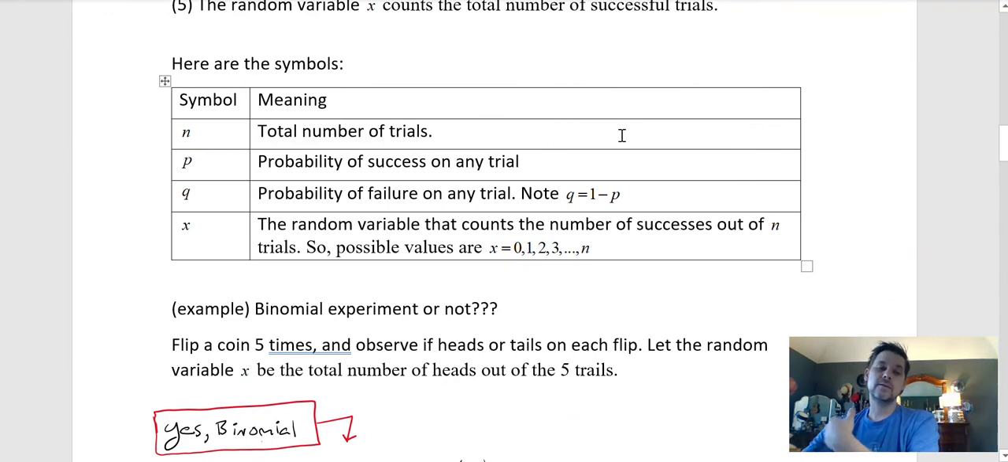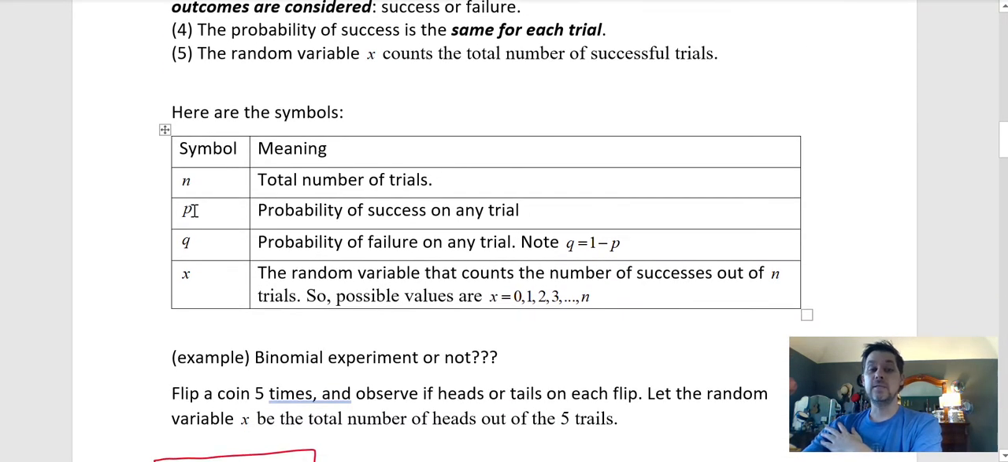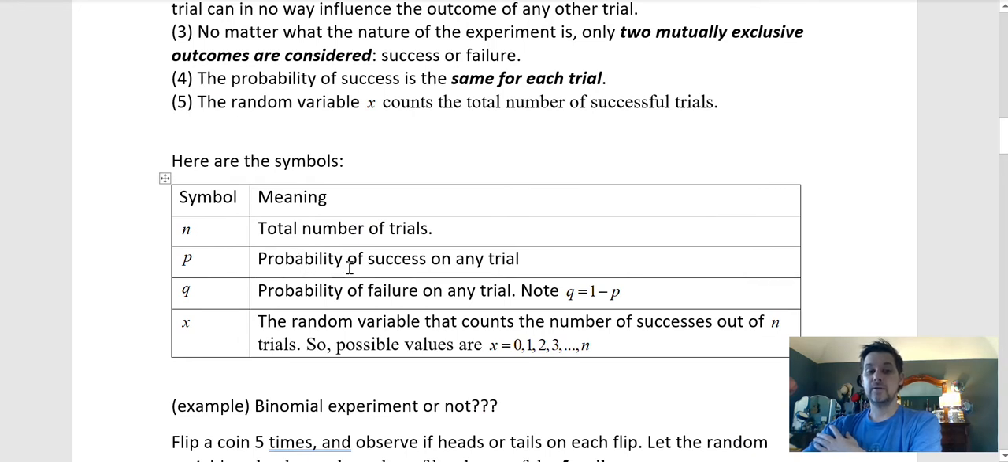Now, when we do math, there are symbols and all that kind of stuff. So here are the symbols that go along with it. N is the total number of trials. Remember, there's got to be a fixed, definite number of trials. P will be the probability of success, and Q will be the probability of failure, because there are just two mutually exclusive outcomes on any one trial, success or failure. Like you flip a coin and say, if it's heads, it's a success, and maybe I win. If it's tails, it's a failure. Okay, but P will be the probability of success, and Q will be the probability of failure.